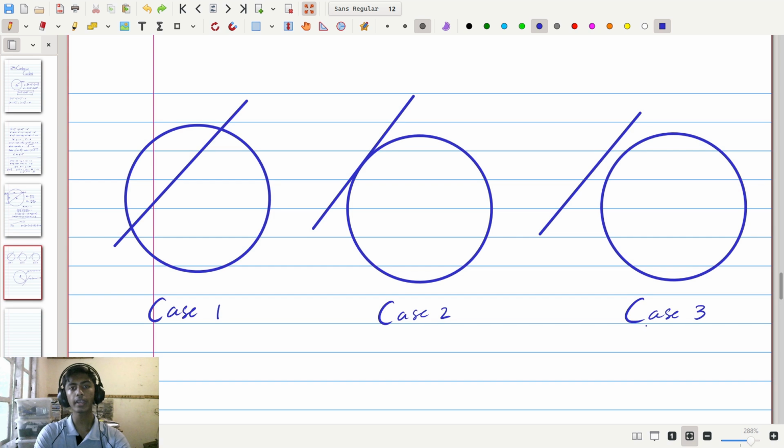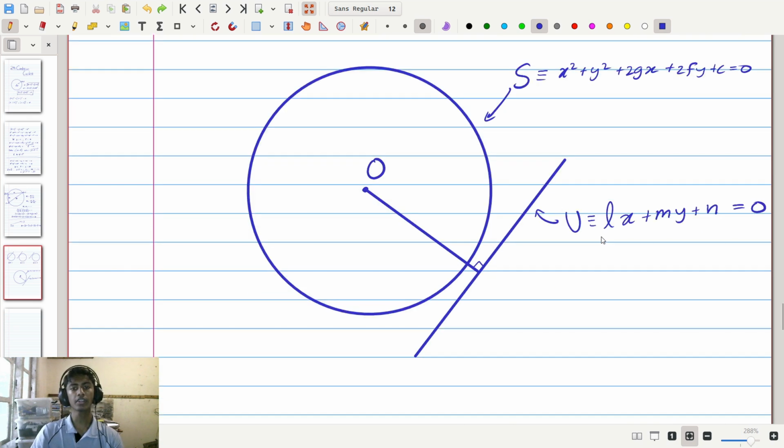Let's discuss how we can figure out when a given line and a given circle are in case 1, case 2 or case 3. To do so, let's consider a generic circle and a generic line. Here I have generic circle S being given by x squared plus y squared plus 2gx plus 2fy plus c equal to 0. As for the line, I have a generic line U given by lx plus my plus n equal to 0. Now in this case, from what we know about circles, we know that the central coordinates of this point O are negative g, negative f. We also know that the radius of the circle R is equal to the square root of g squared plus f squared minus c.